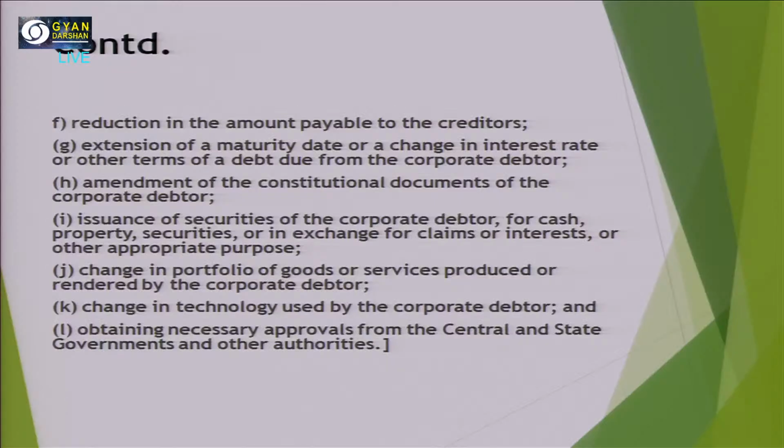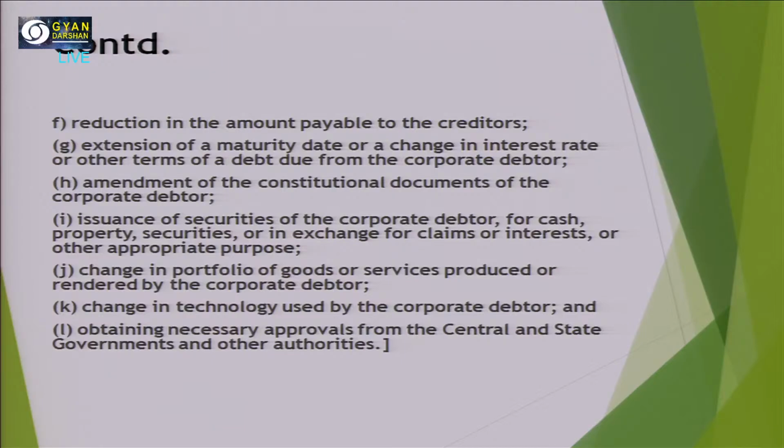So these, as I have told you, are the things like an amendment of constitutional documents of the corporate debtor, which may also bring the corporate debtor out of the situation of default. This is another. Then the issue of securities of the corporate debtor for cash or property, or in exchange of claims or interest, or for other appropriate purposes.